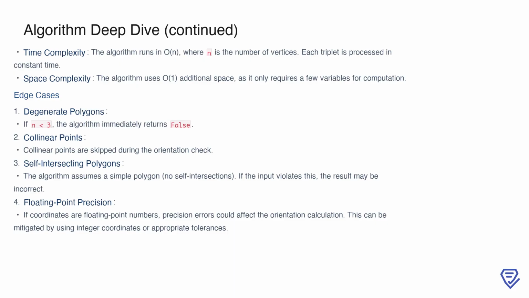Lastly, if the coordinates are given as floating point numbers, precision errors could impact the orientation calculation. This can be mitigated by using integer coordinates where possible or introducing a tolerance for comparing small values. With these considerations in mind, the algorithm is robust and performs well for determining the convexity of a simple polygon.